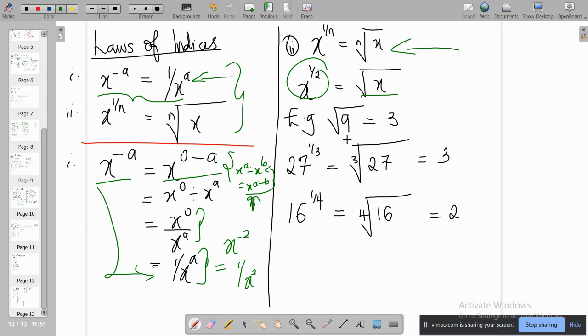So if you have, for instance, the square root of 9, what you are asking is, what is that single number that multiplies itself two times to give you 9? And the answer is 3. So we say the square root of 9 is 3.